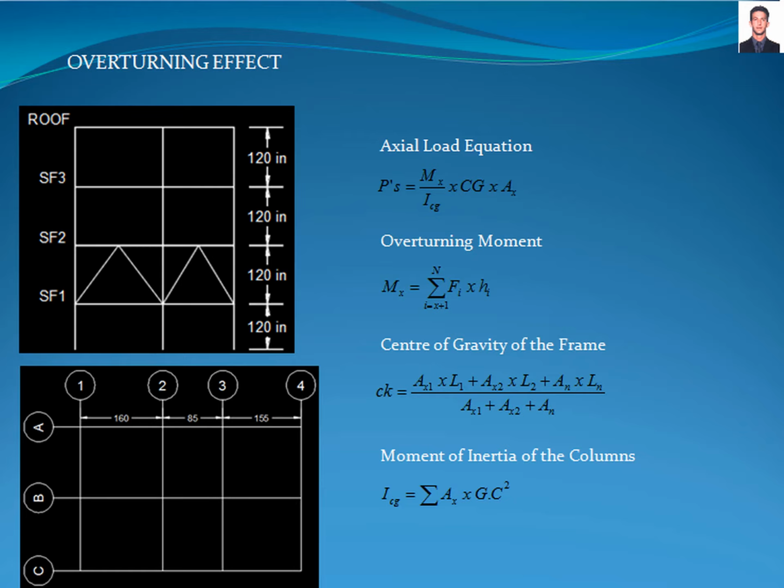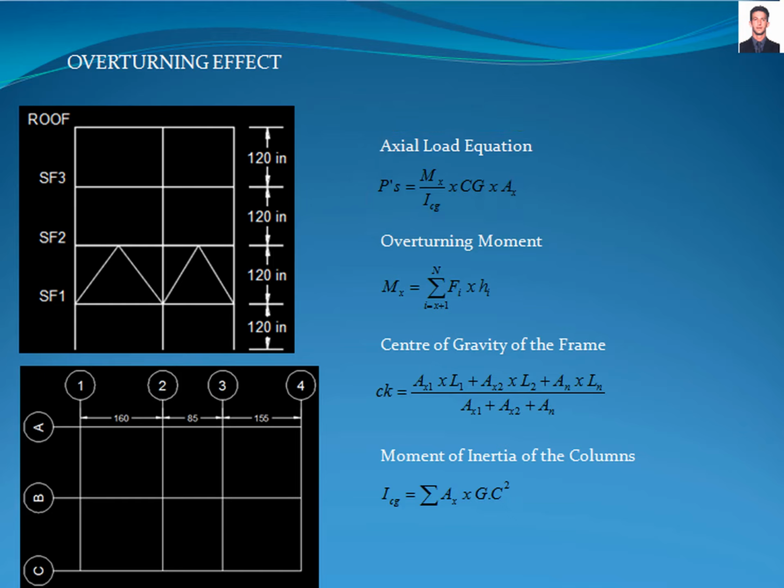To calculate the axial load due to overturning moment, we use this equation, where P is the axial load transmitted to the columns, Mx is the overturning moment, ICG is the moment of inertia of each column based on the center of gravity of the frame, Cg is the distance from the column analyzed to the center of gravity of the frame, and Ax is the gross area of the column.